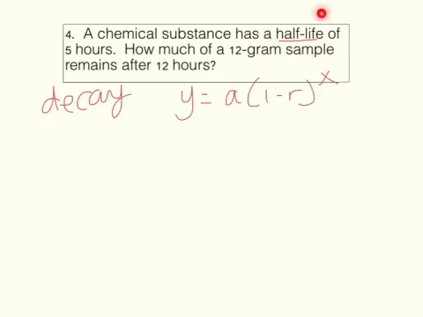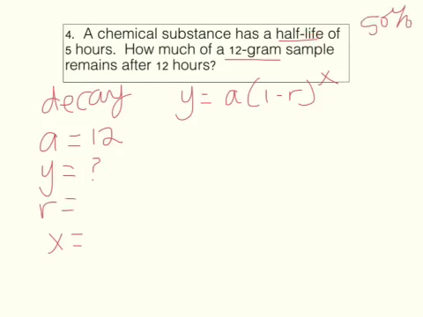The other thing that a half-life should trigger for us is that it's going to change what our x variable is, which we'll talk about in just a second. But my initial amount that I have before the decay is 12 grams. So I start out with 12 grams, and we want to know how much remains after the 12 hours. So how much after our decay? We don't know that, so we're trying to find y. Our rate, if it's cutting in half every 5 hours, then it means that it's going down by 50%. So our rate would be 0.5.